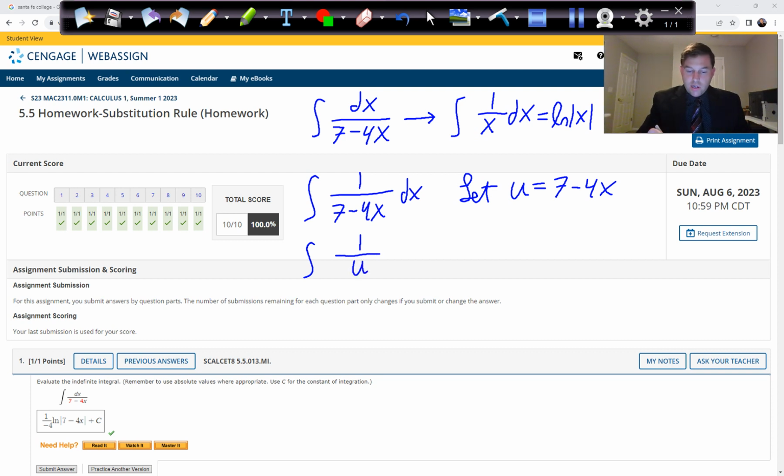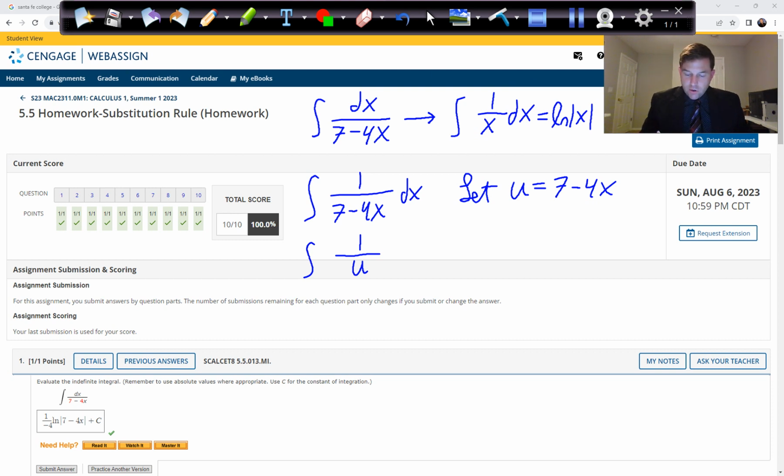So if it turns out I can get 1 over u here, and then du. Well, let me not foreshadow what we're trying to do. Let's just do it, and then I'll explain why it worked. Okay, so we've replaced the denominator with this letter u, but what about dx?